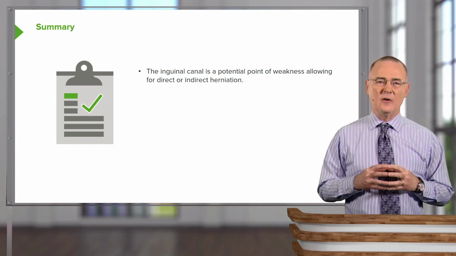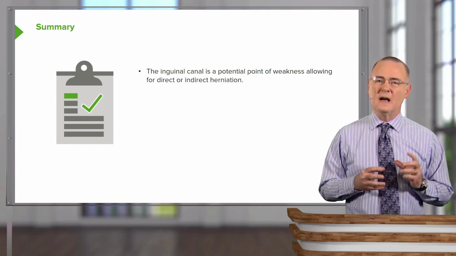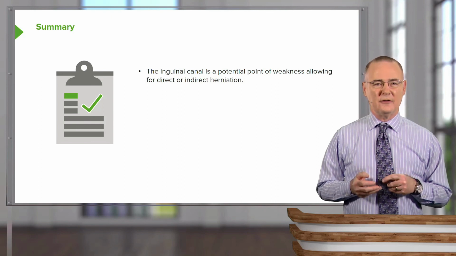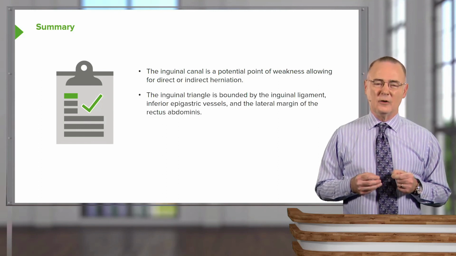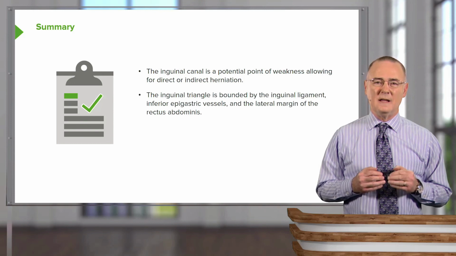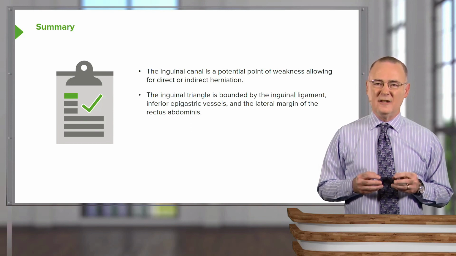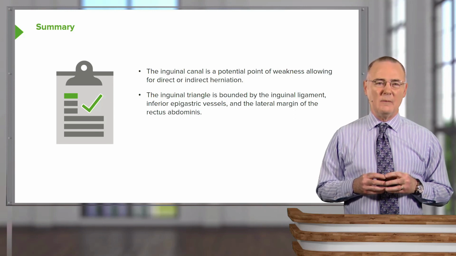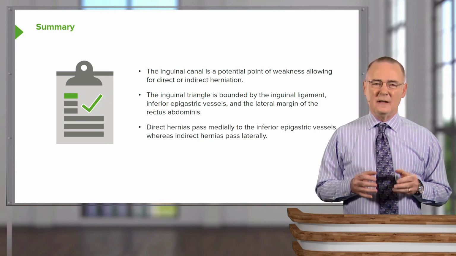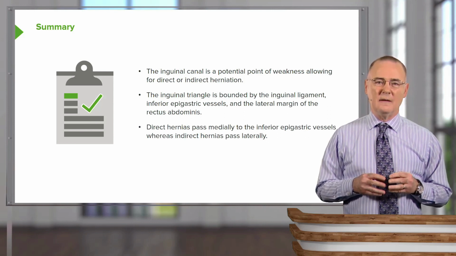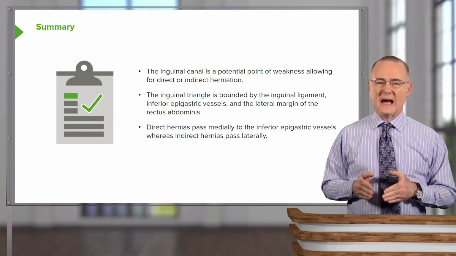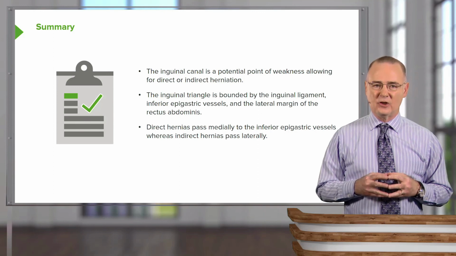The inguinal canal is a potential point of weakness, allowing for direct or indirect herniation of intestinal contents. The inguinal triangle is bounded by the inguinal ligament, inferior epigastric vessels, and the lateral margin of the rectus abdominis. And lastly, direct hernias pass medial to the inferior epigastric vessels, whereas indirect hernias will pass lateral to that vasculature bundle.